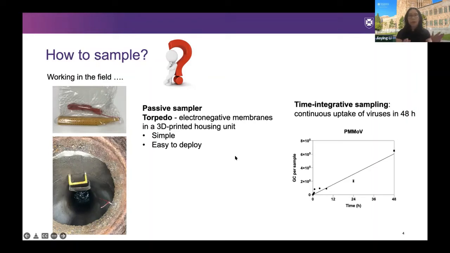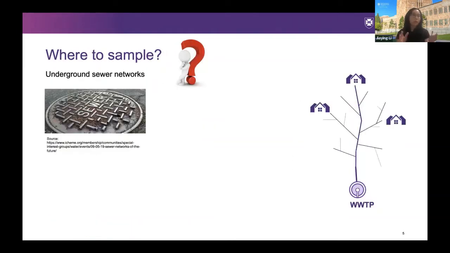Our previous study demonstrated that the membrane in these samplers is able to perform time-integrative sampling, which means the membrane can continuously capture and accumulate virus from wastewater over 48 hours. It doesn't require external power. It just continuously uptakes, captures and accumulates virus. So the next question is, where should we deploy these samplers in the sewer system?